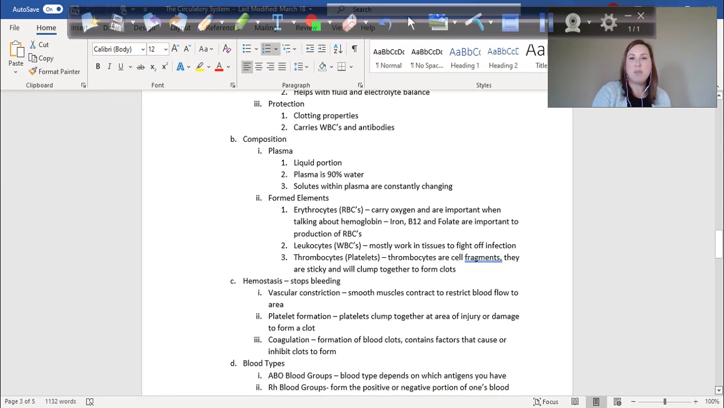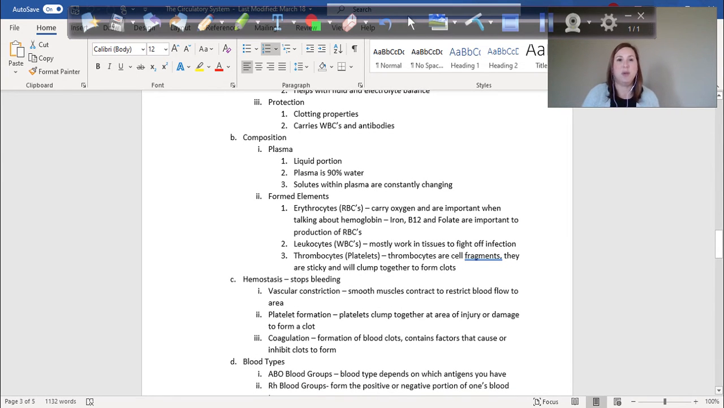It's that liquid part. All of our blood is liquid, but plasma is that yellow, sticky, straw-colored part of your blood that when it's separated, you can see it. And it's about 90% water. That's a lot of water. And then the second part of the blood is those formed elements. So our red blood cells, our white blood cells, and our platelets.